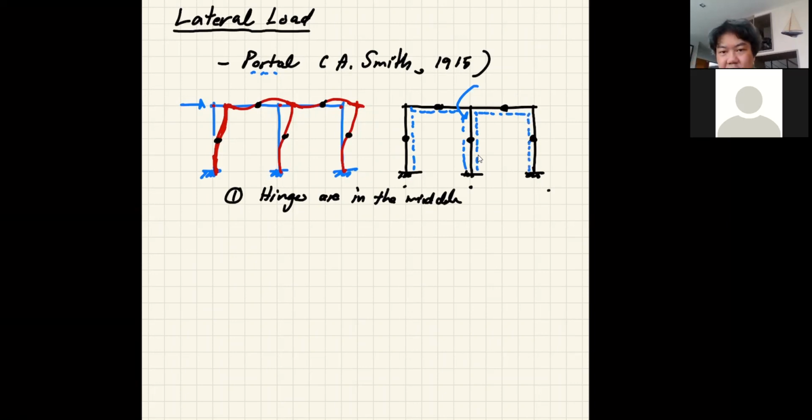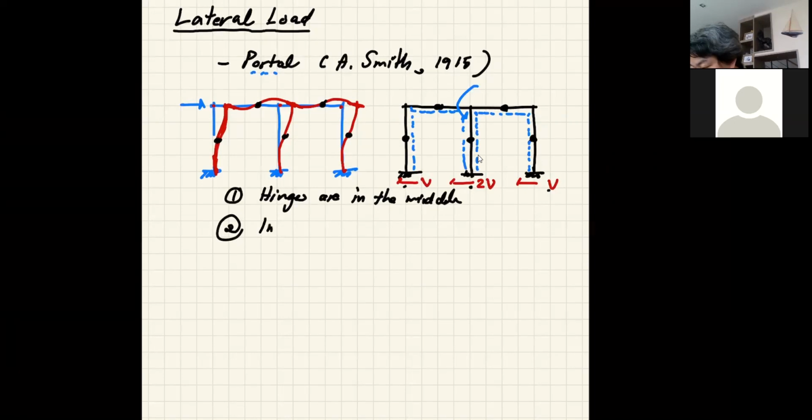And then each of these will take equal shear, which means that this one will take V. This one has 2 door frames, so it becomes 2V. And that one is V. So after we make this assumption, you can go ahead and start the approximation of your structure right away.